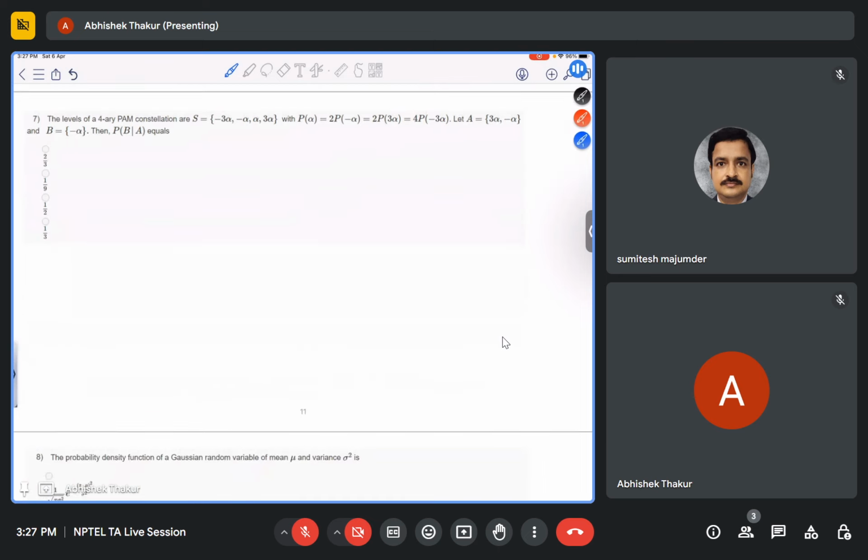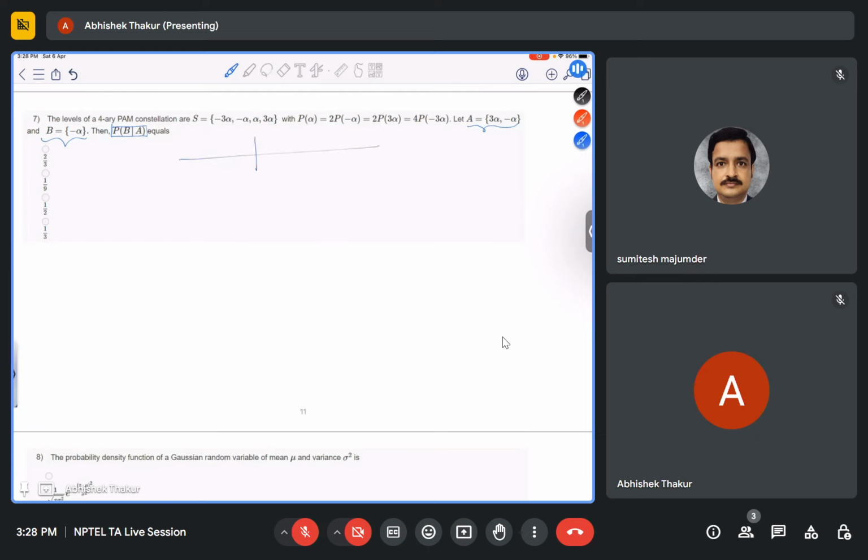So the next question is, the levels of a 4-ary PAM constellation are minus 3 alpha, minus alpha, alpha, and 3 alpha. Here the probability is given as the probability of alpha is equal to twice the probability of minus alpha, which is equal to twice the probability of 3 alpha, and 4 times the probability of minus 3 alpha. The event A is given as 3 alpha, minus alpha, and the event B is given as minus alpha. So this question asks for the probability of event B given that A has occurred.